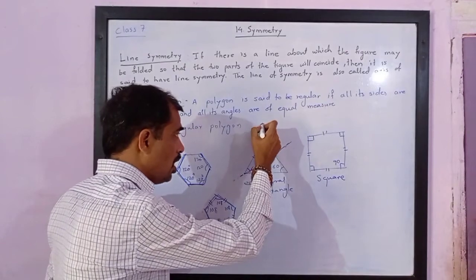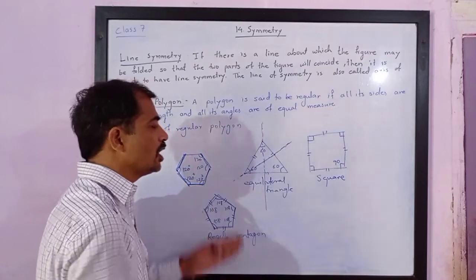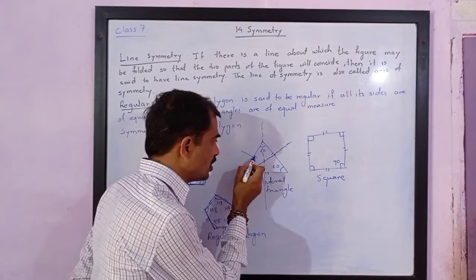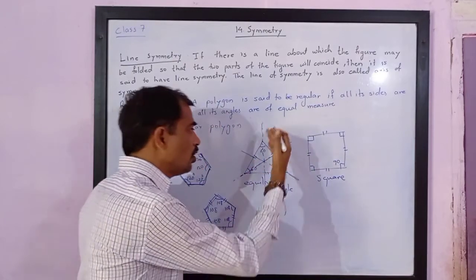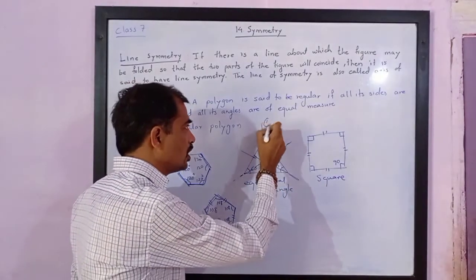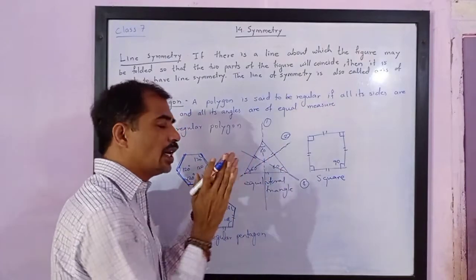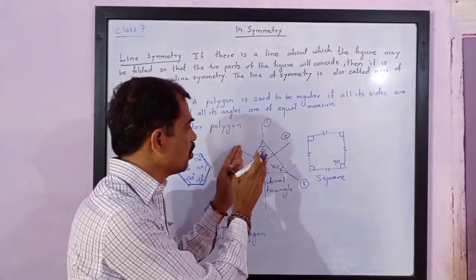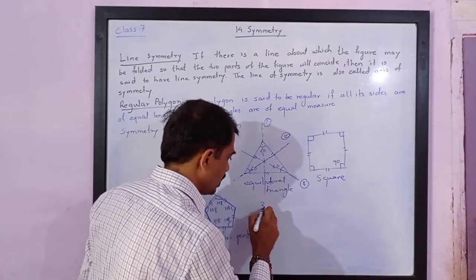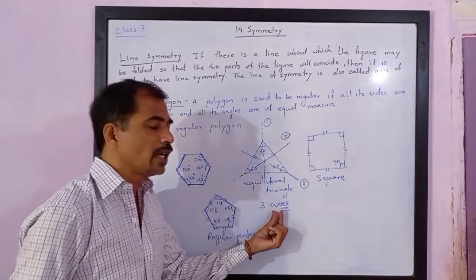Now, if I draw from this vertex as well and fold it along the line, you will notice all parts will exactly coincide. Then, if I draw from this vertex as well, you will notice that the figure exactly coincides. So, you will notice we have drawn 3 lines, and through all 3 lines the figure has line symmetry. It means it has 3 axes of symmetry. Please note, for plural we write axes, for singular we write axis.